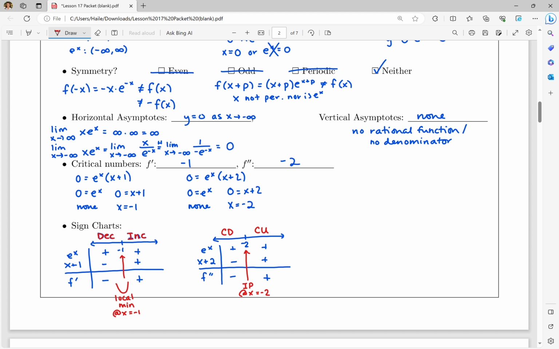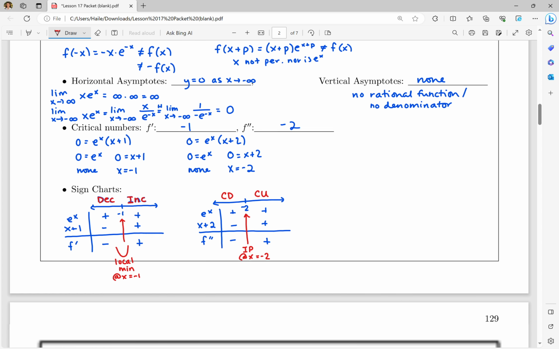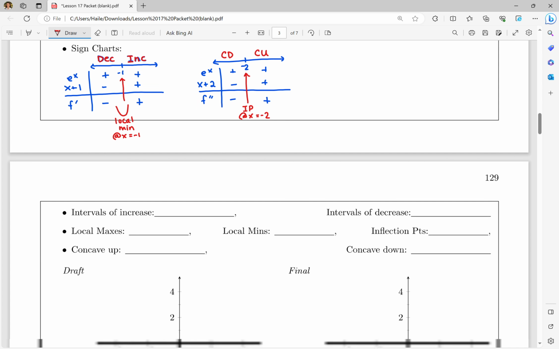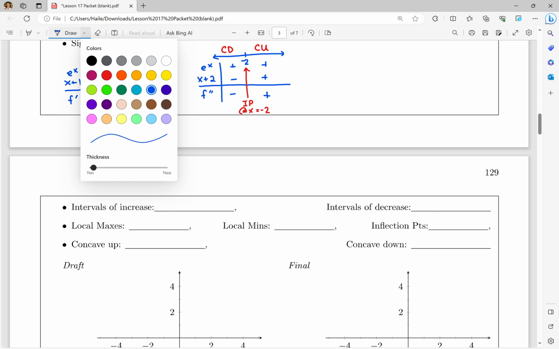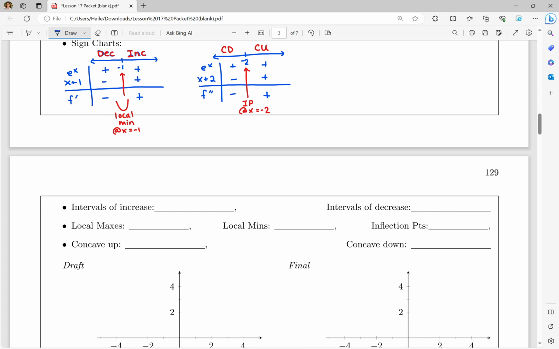So that was super quick. We have our sign charts done. So let's see what we can do from here. We already said a lot of this stuff, so I'm just going to rewrite some intervals really quick. From our sign chart, we know our interval of increase is -1 to infinity. Our interval of decrease is -infinity to -1. Local max, we have, let's see, it occurs at, oh, we have no local max, my bad.